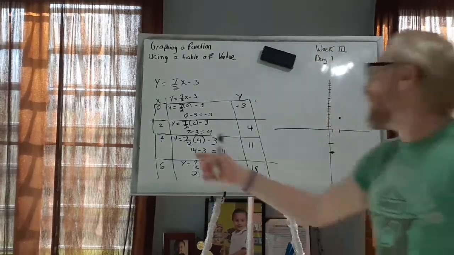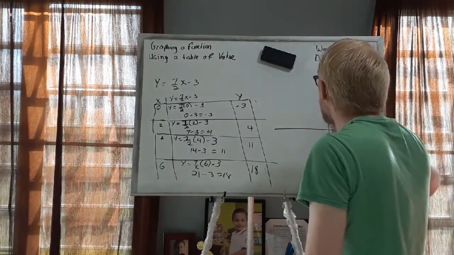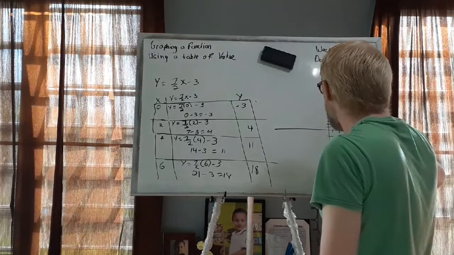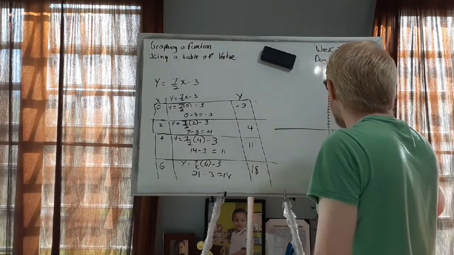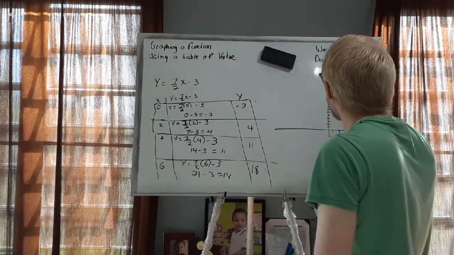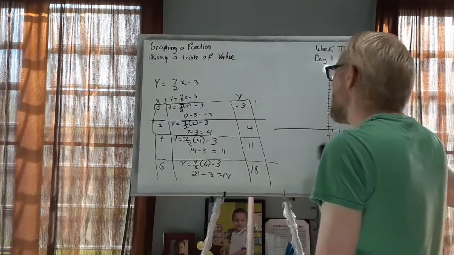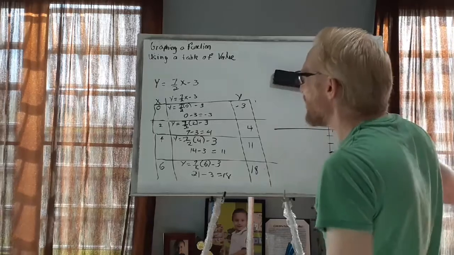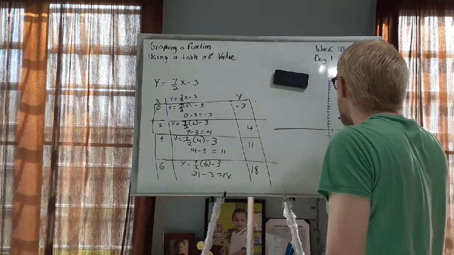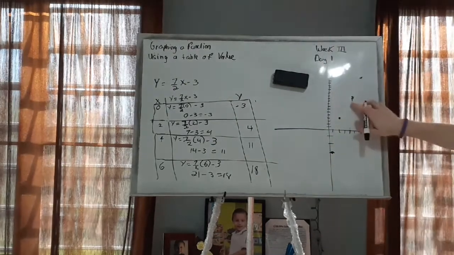And then the other ordered pair that I have is 4 and 11. So 3, 4, and this would be 5, 6, 7, 8, 9, 10, 11. And that would be about here more or less. So more or less that would be 4 and 11. And then the last one is 6 and 18. So 6 and 18 would be about here. And this would be more or less what my graph would be. So that's more or less how you graph them.